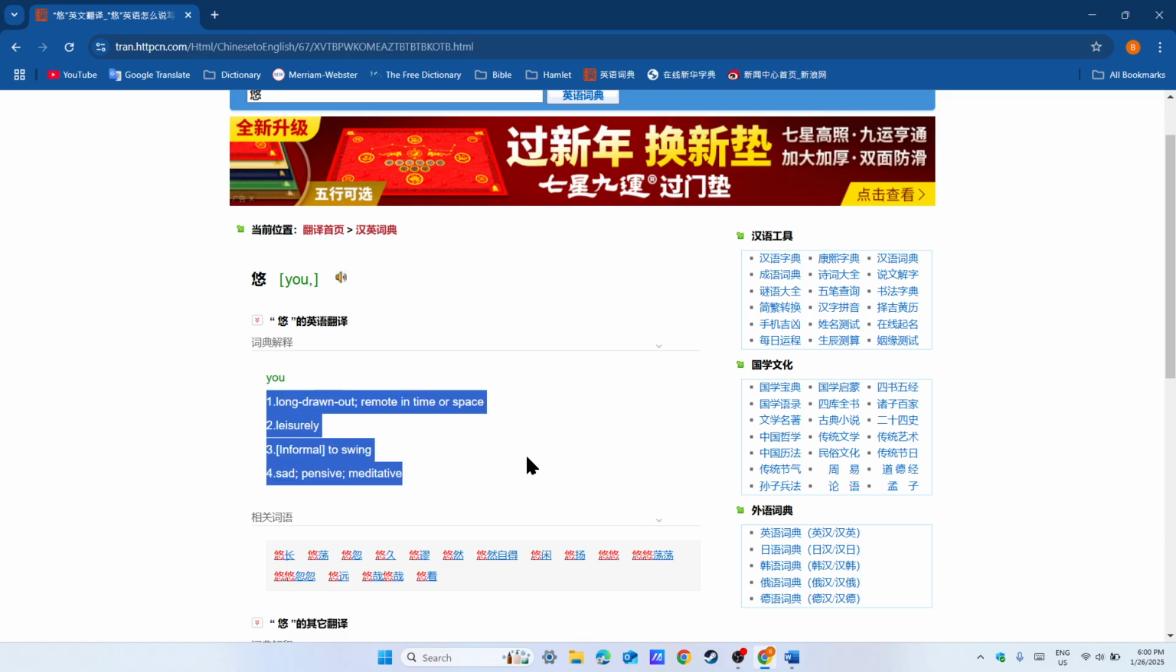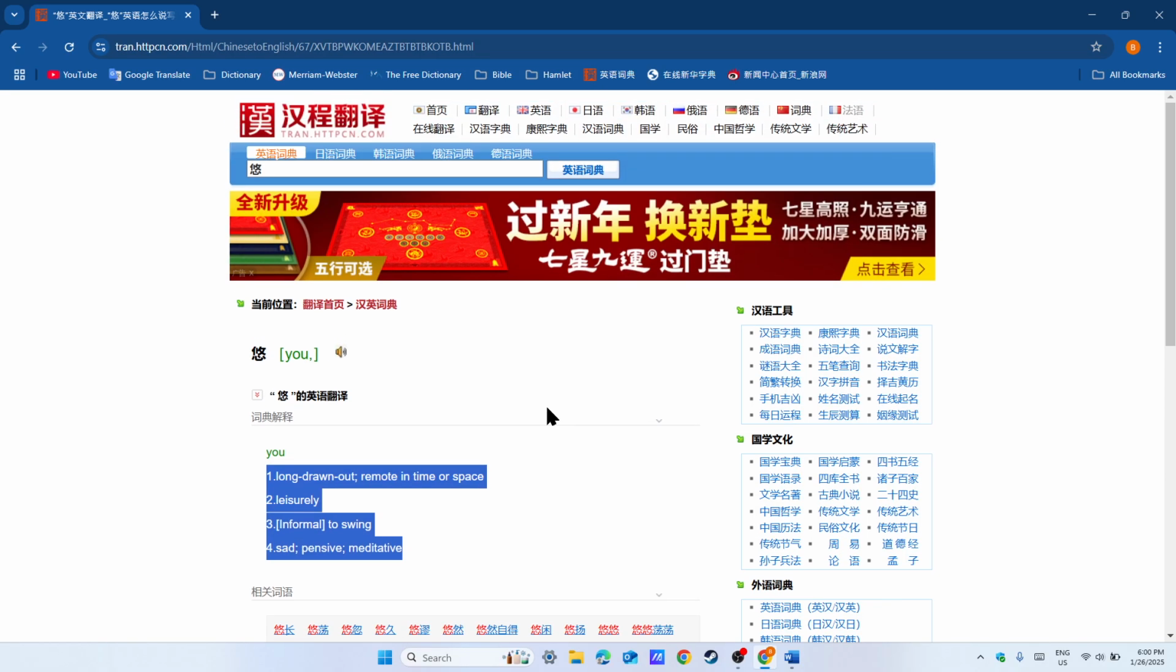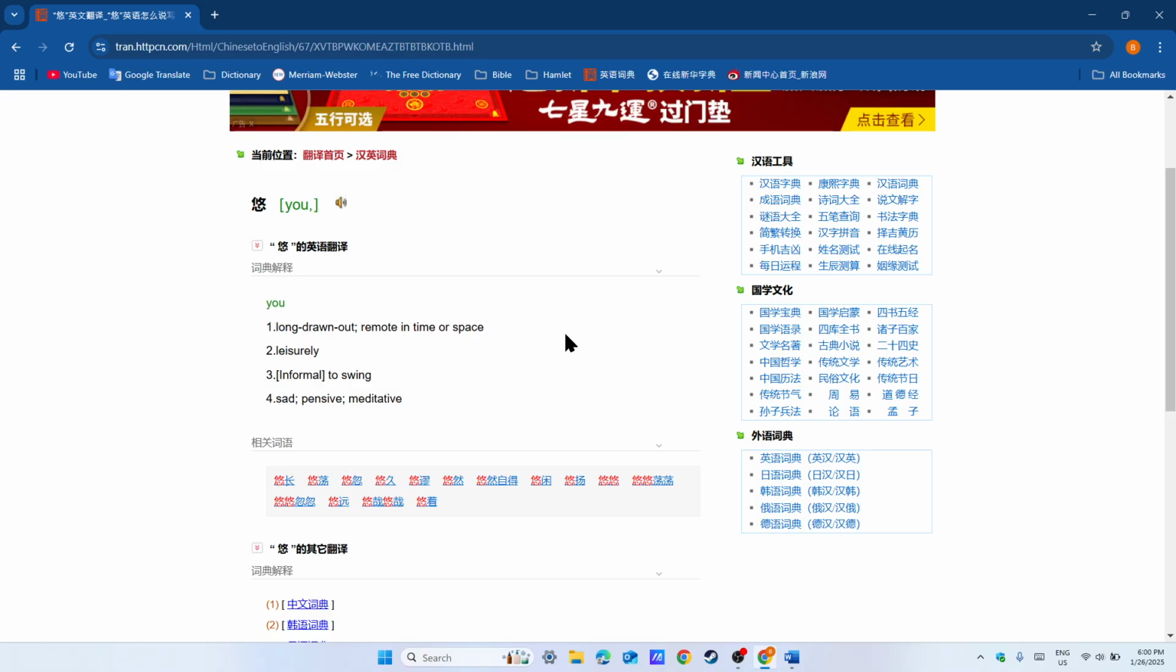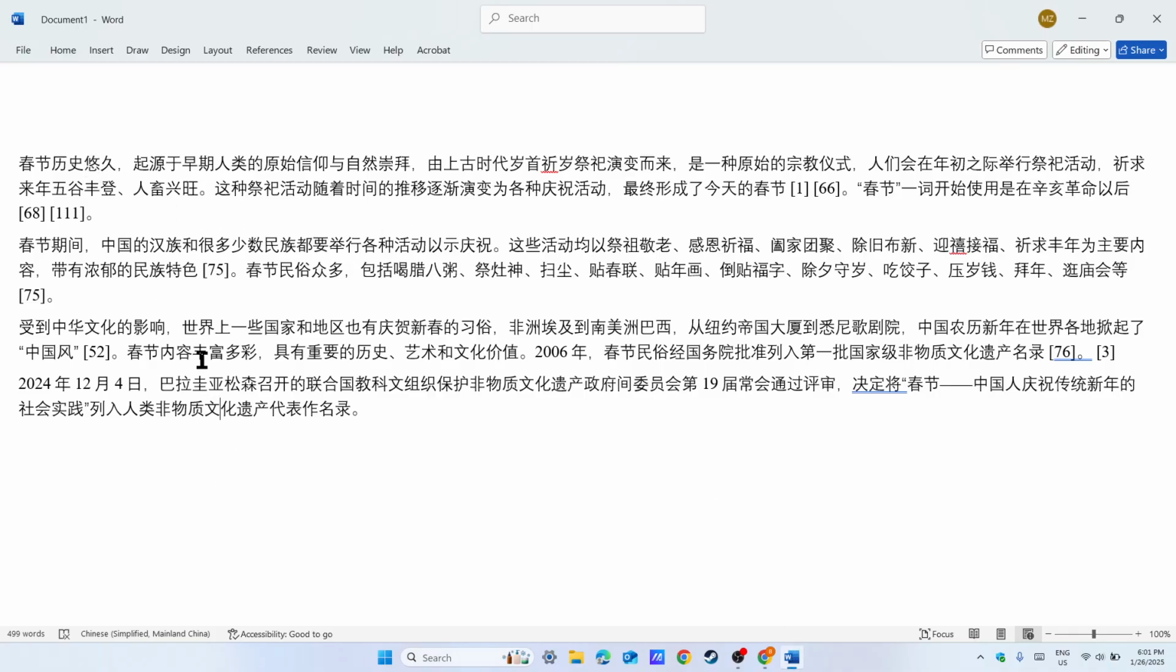These meanings are only part of the whole meaning. This dictionary is not complete, because a Chinese-English dictionary is sometimes not very complete. It only points out four meanings, but this 悠 has a whole bunch of other meanings. Okay, now we just roughly understand this English meaning. Let's look back at this.